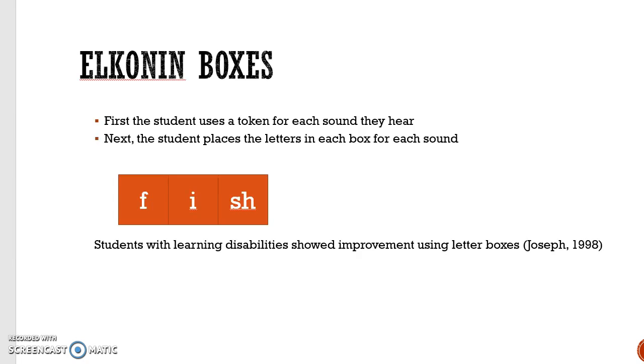The example that I gave was for fish. It has 3 sounds, f, i, and sh. So that's why there's only 3 boxes. Even though there's 2 letters in one box, it is only 1 sound. And the goal is to get them to realize that and segment that.